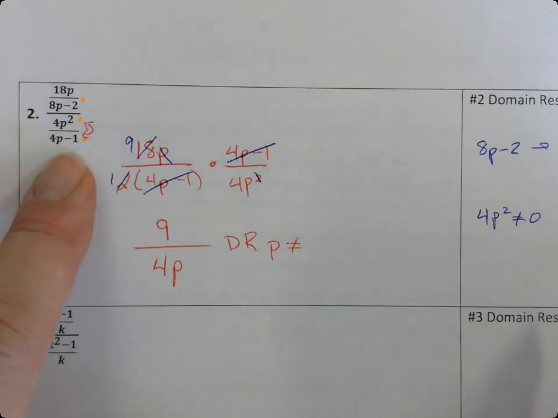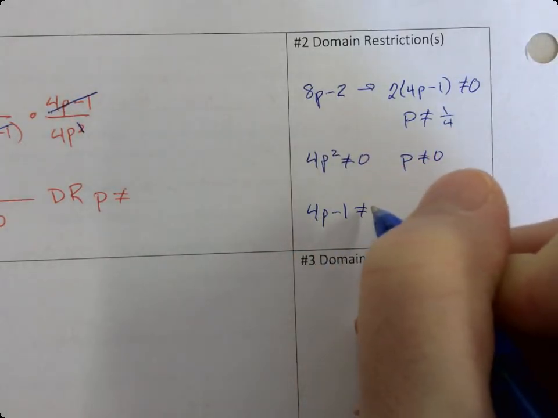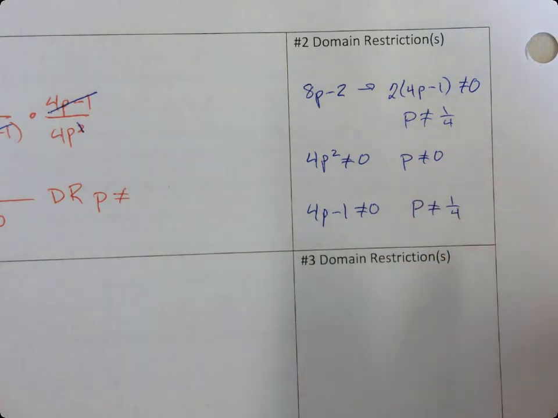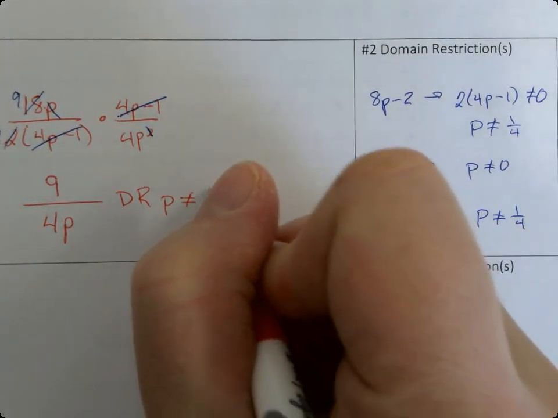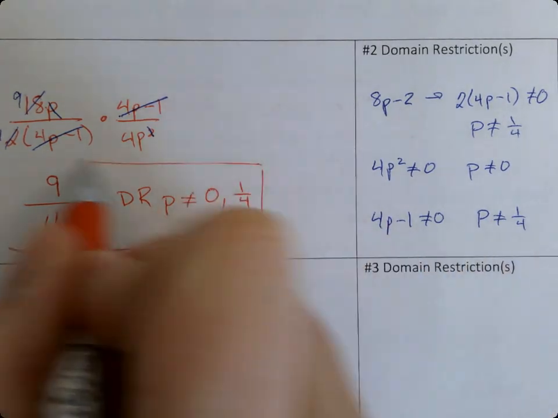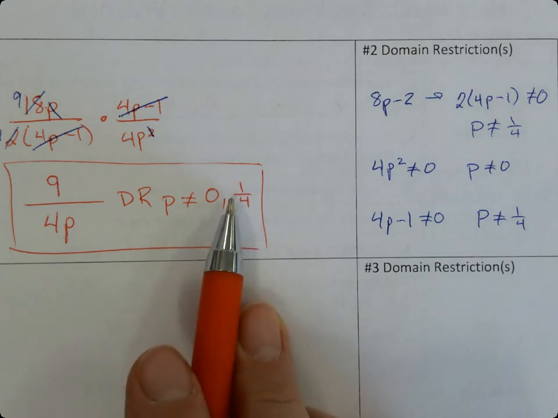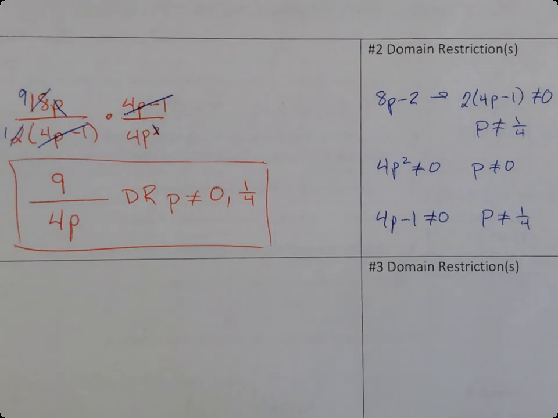And then the last piece was 4p minus 1. It's a repeat. So we would get, again, p cannot be 1/4. So I don't need to list the same number twice. So my final domain restriction is going to be 0 and 1/4. So the order does not matter, but it's really important that you're stating that p cannot equal these things. But you're solving it the same way you solve a quadratic, finding the roots or the zeros, what would make it 0.